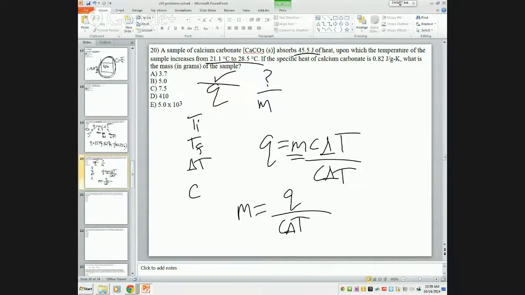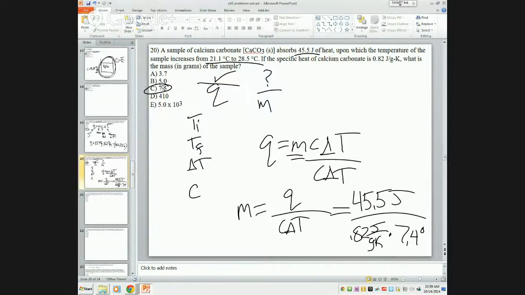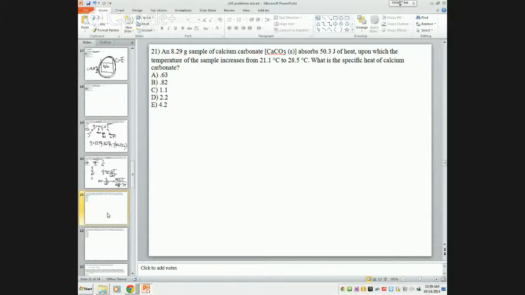The Q here is my Q. And it's just plug and chug, which I guess I will show despite being reluctant. Over the specific heat, which they told me is 0.82 joules per gram Kelvin, times the change in temperature, which doing it in my head is 7.4 degrees. So you should get the answer, should be choice C, as in Charlie. All right, problem 21.